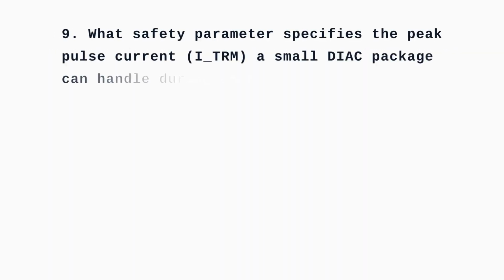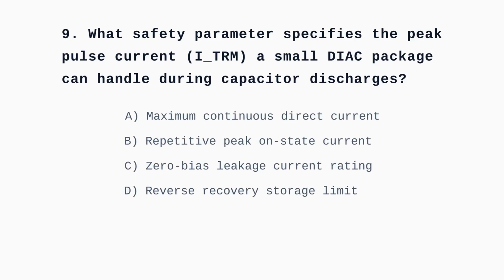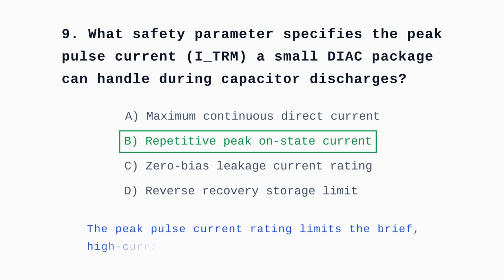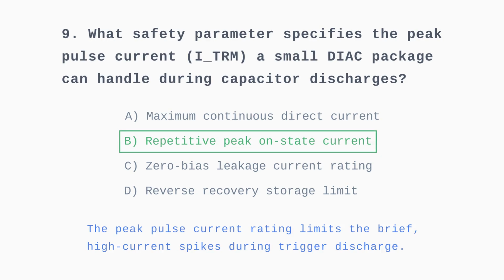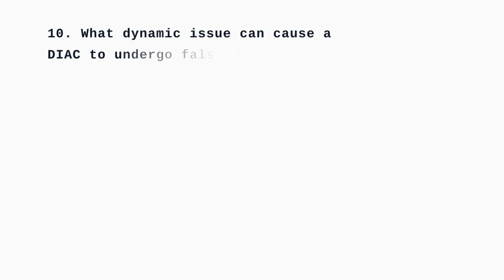Question 9. What safety parameter specifies the peak pulse current a small DIAC package can handle during capacitor discharges? Though physically small, DIACs must handle repetitive peak currents of several amperes for microsecond intervals during capacitor discharges, defined by the ITRM rating.